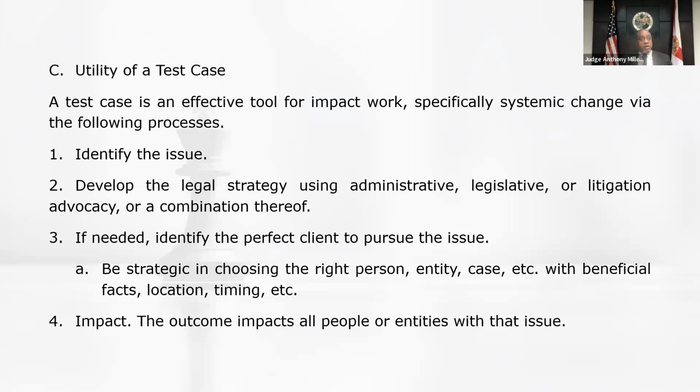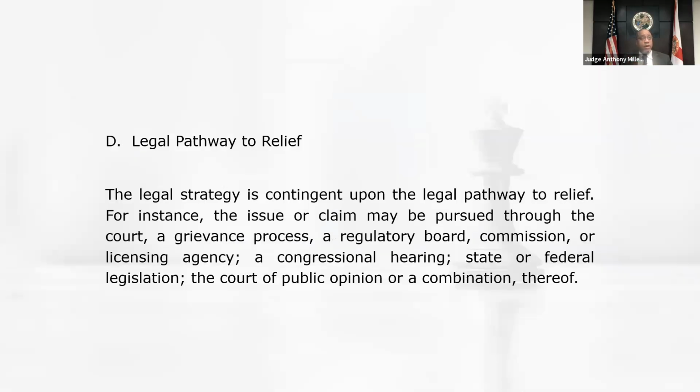Next is discuss, and we've kind of hit on this as far as the legal pathway to relief. The legal strategy is contingent upon the legal pathway to relief. For instance, the issue or claim may be pursued through the court, a grievance process, a regulatory board, commission, or licensing agency. It may be through an informal process.